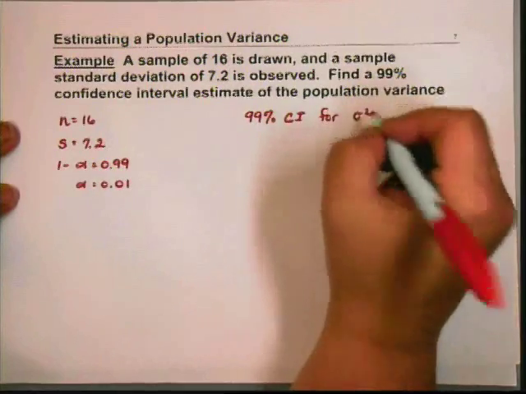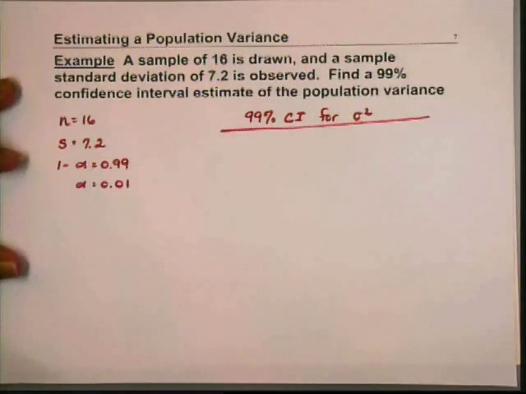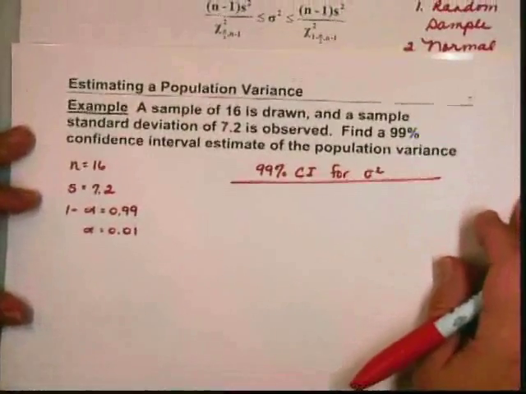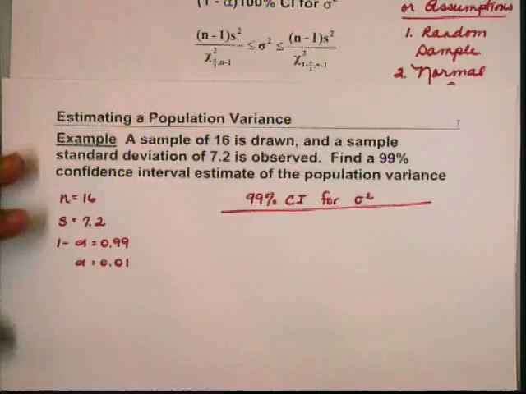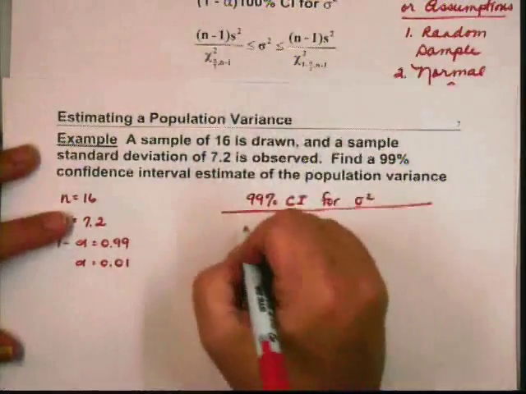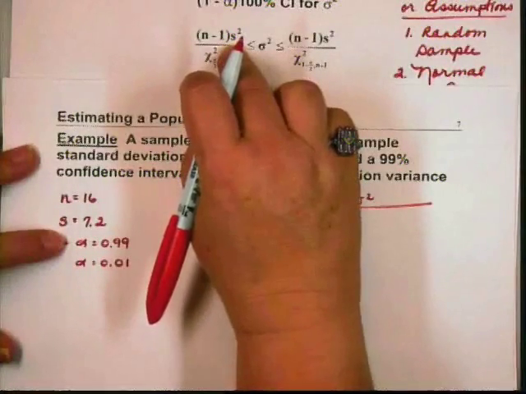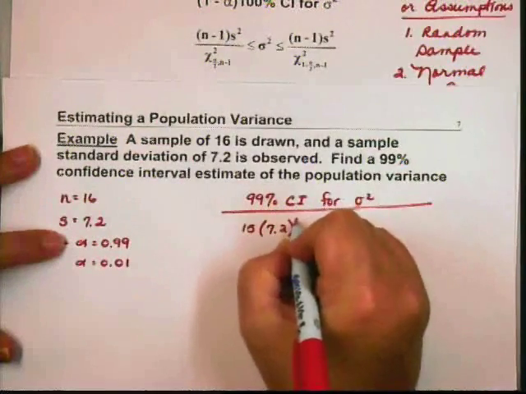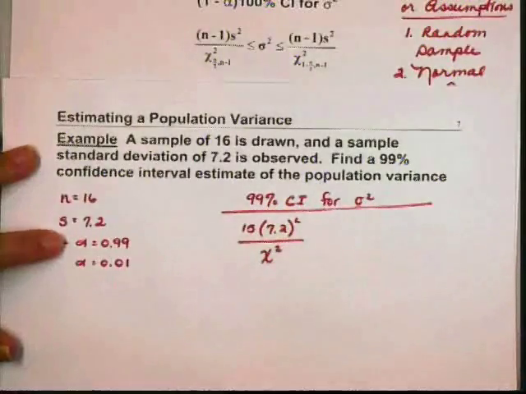So if we want a 99% confidence interval for the variance sigma squared, all right, what do we need to do? Sample size minus 1 is going to be 15. We are given sample standard deviation and we need variance. Again, be attentive to what you're given. That didn't go away with the first exam. 7.2 squared divided by, we need a critical chi-square value that determines what tail area.